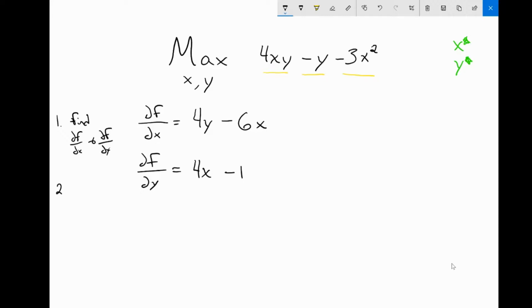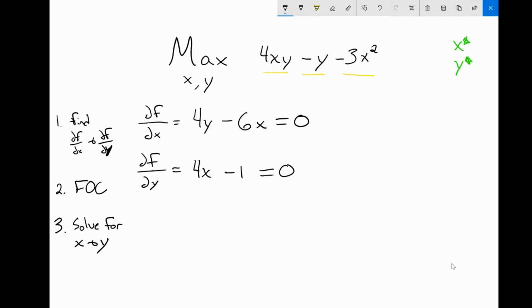Step 2 is we're just going to set the first order conditions. All that we need to do is set these equal to 0. That's step 2. Step 3 is to solve, and this time it's not just x, we solve for x and y.